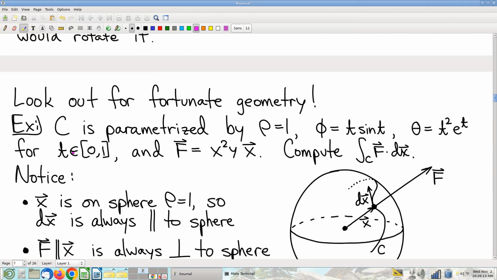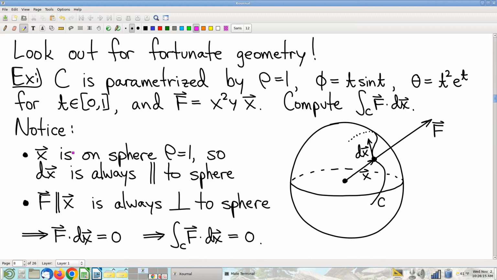Okay. So moving along. A couple little incidental notes that I need to make. Sometimes you get lucky with the geometry. These are great little opportunities. You don't want to miss an opportunity to take advantage of a convenience. So here is an example of what I'm talking about.